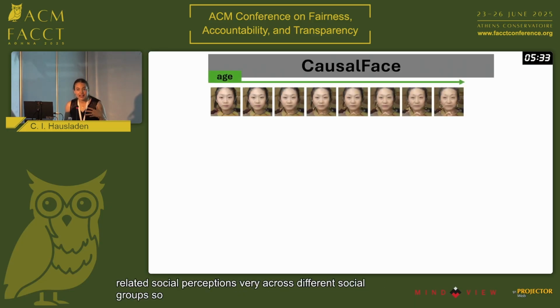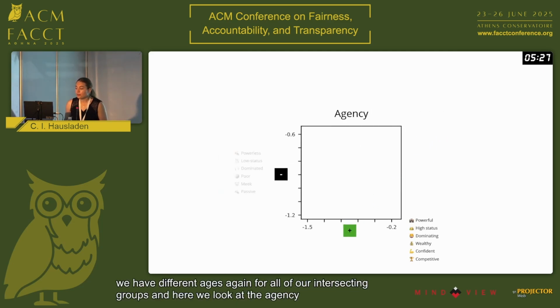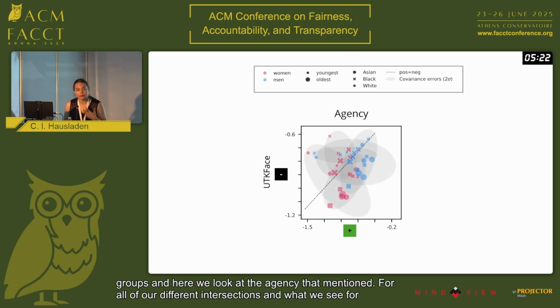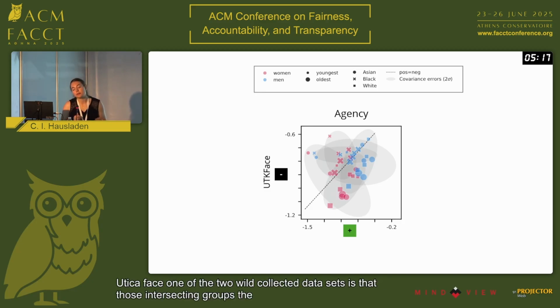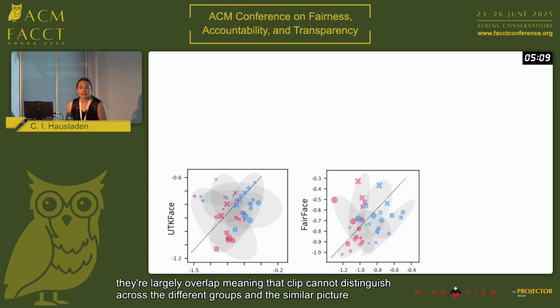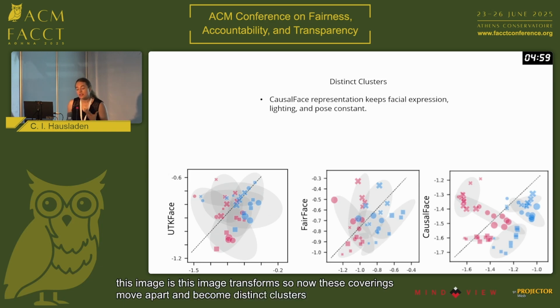Another question we asked was, do age-related social perceptions vary across different social groups? So remember, we have different ages, again, for all of our intersecting groups. And here we look at the agency dimension for all of our different intersections. And what we see for UTKFace, one of the two wild-collected datasets, is that those intersecting groups, the gray covariance area ellipses, largely overlap, meaning that CLIP cannot distinguish across the different groups. And a similar picture emerges for FairFace. However, suddenly when we look at CausalFace, this image transforms. So now these covariance area ellipses move apart and become distinct clusters. And we think this is because CausalFace allows us a unique level of control.